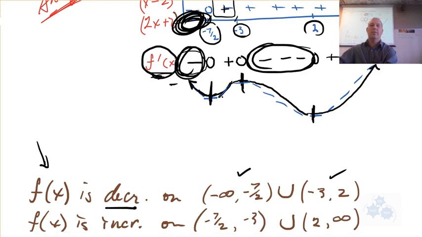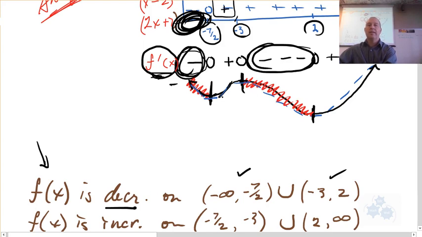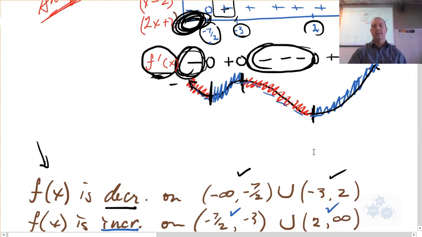Okay, I'll maybe highlight that just in red right now. So decreasing there and decreasing there. See that? And of course it's increasing. Let's use a different color. It's increasing on negative 7 over 2 to negative 3. Got that? Here it's increasing. And as well as from 2 to positive infinity. That's where it's increasing. So we are able to state the intervals of increase and decrease. That's what this question is asking you. And that's a big part of 4.1.